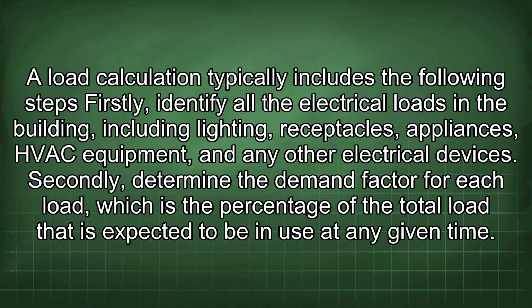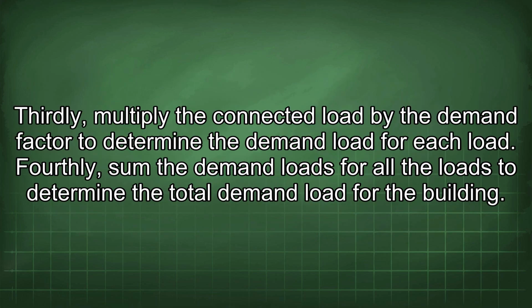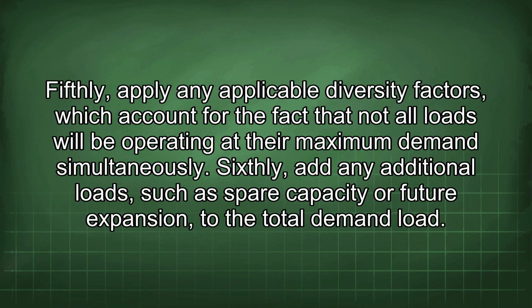Secondly, determine the demand factor for each load, which is the percentage of the total load that is expected to be in use at any given time. Thirdly, multiply the connected load by the demand factor to determine the demand load for each load. Fourthly, sum the demand loads for all the loads to determine the total demand load for the building. Fifthly, apply any applicable diversity factors, which account for the fact that not all loads will be operating at their maximum demand simultaneously. Sixthly, add any additional loads, such as spare capacity or future expansion, to the total demand load.